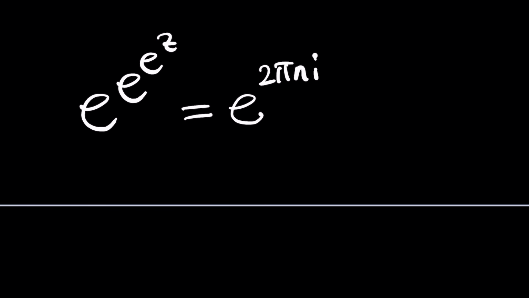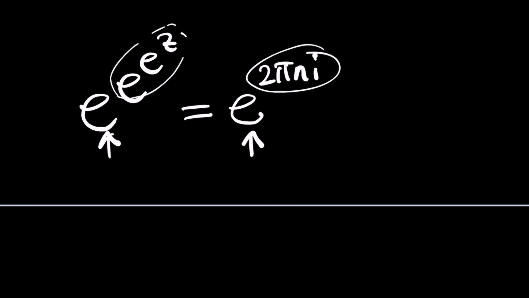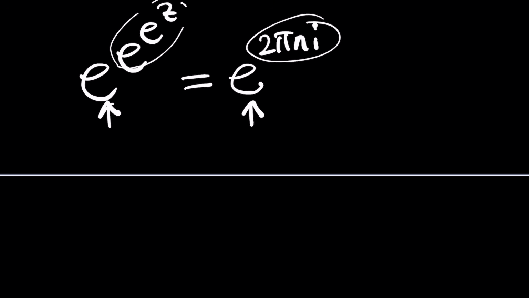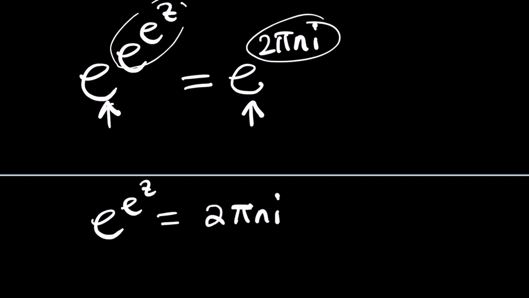Now I have e's at the base and this stuff at the exponent. So that's our exponent, and this is our exponent. What does that mean? If you take ln, natural logs, of both sides, then you can write this as e to the z equals 2 pi ni. By the way, you don't need to add anything to this, because 2 pi ni basically will take care of all those rotations. Okay? Great.